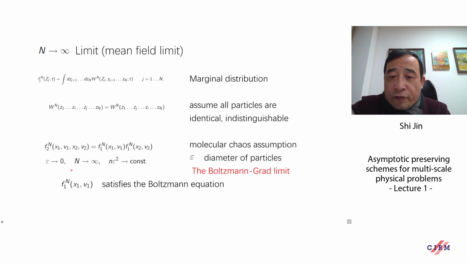So you send N to infinity, you have to send epsilon to 0, but you have to send them in some special way, right? You have to make sure that capital N times epsilon squared is a constant, basically it's bounded. Under this assumption, this limit is usually called the Boltzmann-Grad limit. Then one can show this one-body distribution solves the Boltzmann equation. So that's how we arrive at the Boltzmann equation from Newton's equation.